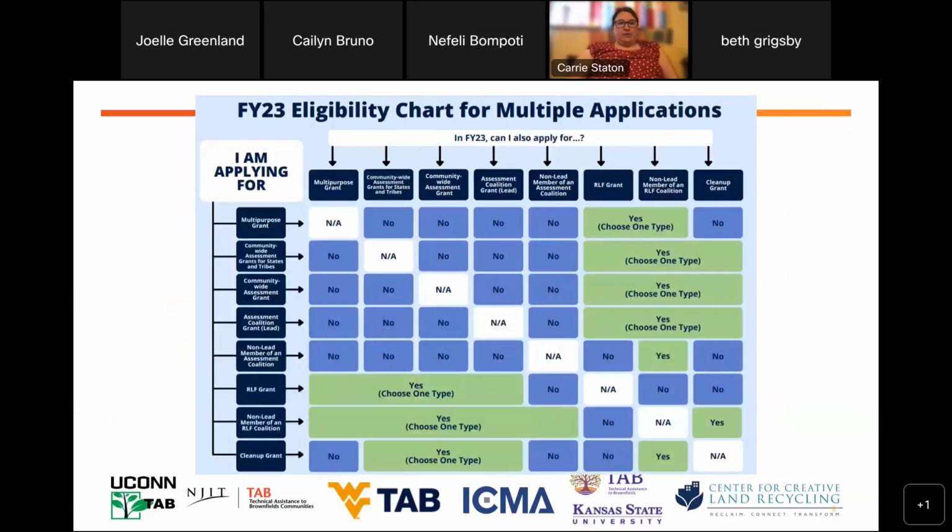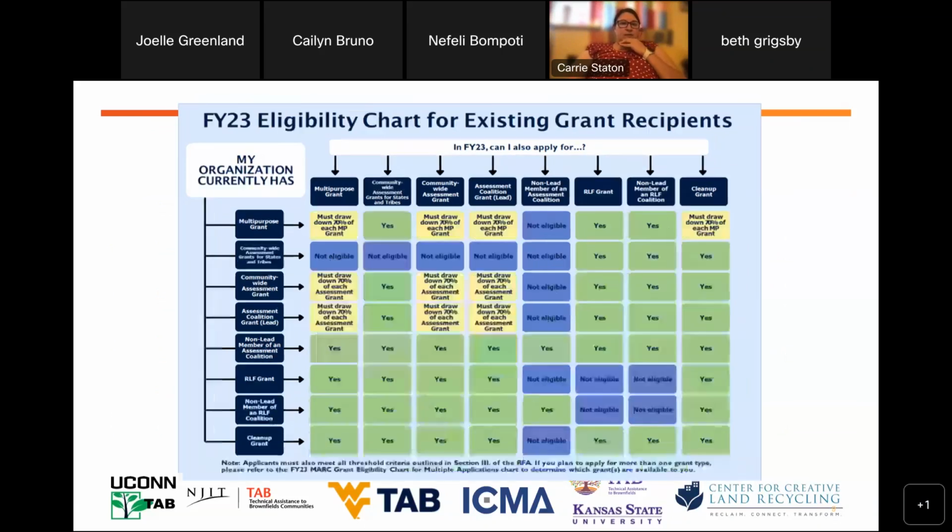For all of those grants, there's also some different eligibility related to applying for multiple applications. EPA put out one of my favorite tools this year, these two charts. The first one tells you about your eligibility to apply for multiple applications. If you go down the left side, pick which one you're applying for and follow the row, you can see if you're also eligible to apply for a different kind. Then on the next slide, if you're a current grantee or have had a grantee in the very recent past, it will tell you if you're eligible for new grants this year or to participate as part of different kinds of coalitions this year.